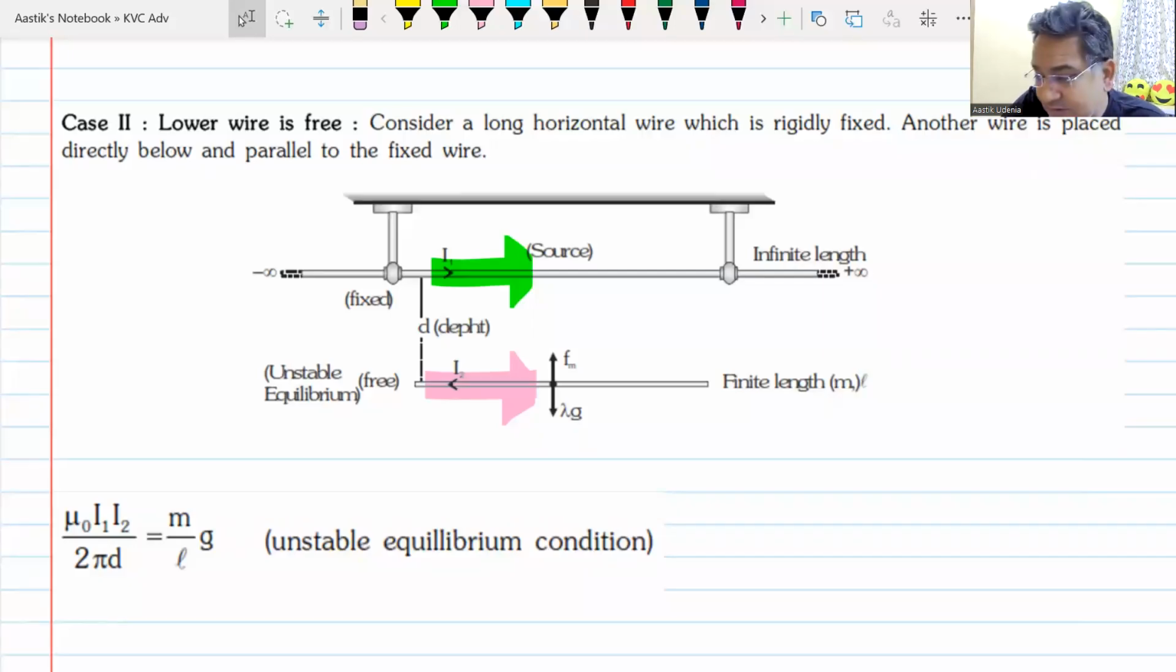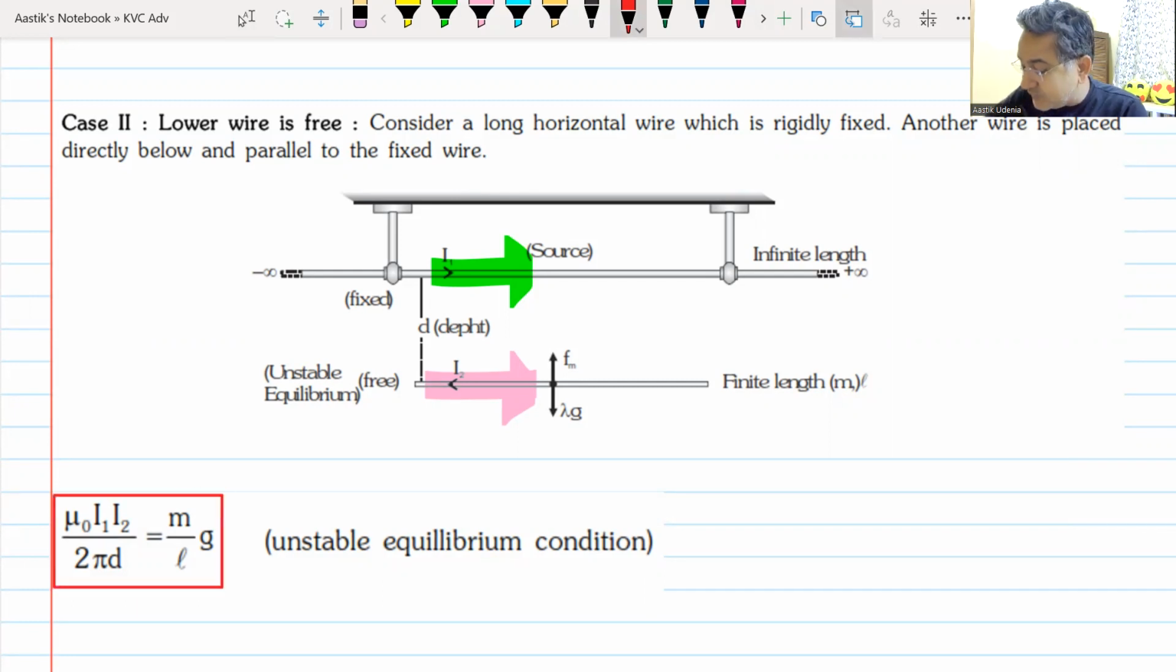Then there is the opposite case where the lower wire is free and the upper wire is fixed. For this wire to stay in equilibrium, the two wires must attract each other. The direction of current is given reversed, so just correct it. Both the wires should carry current in the same direction. Do we understand this? Yes, sir. The wire can remain in equilibrium. For equilibrium, this condition must be met: the force per unit length must be equal to the mass per unit length multiplied by g.